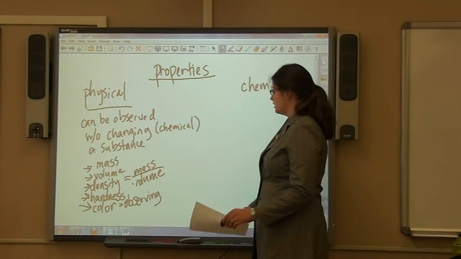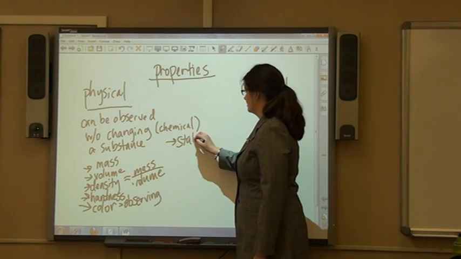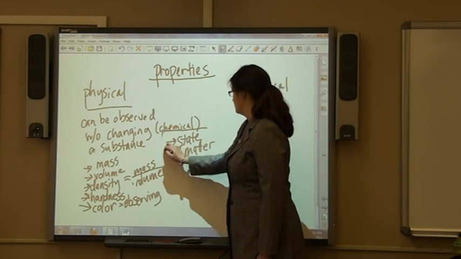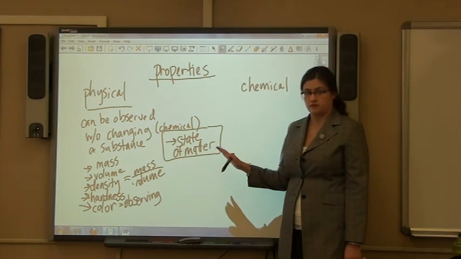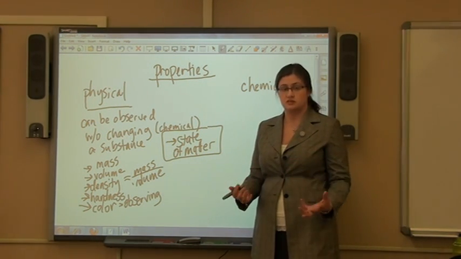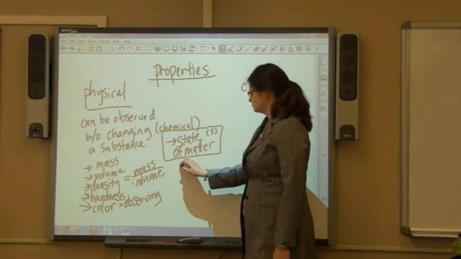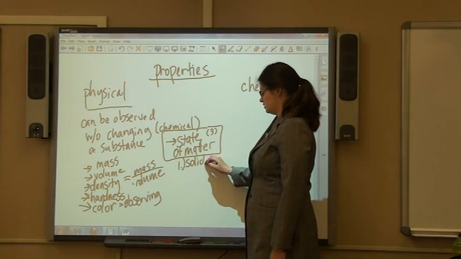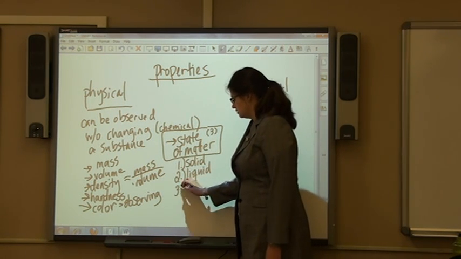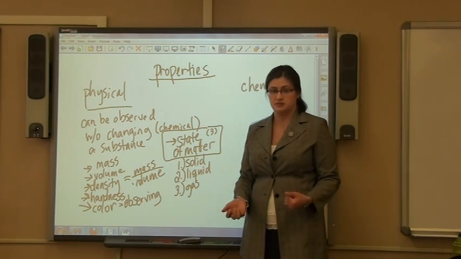Another physical property is something's state of matter. This is probably the most important physical property. A state of matter is, in other words, a substance's physical state. There are 3 states of matter: solids, liquids, and gases. And you can observe what state of matter your substance is by just looking at it.